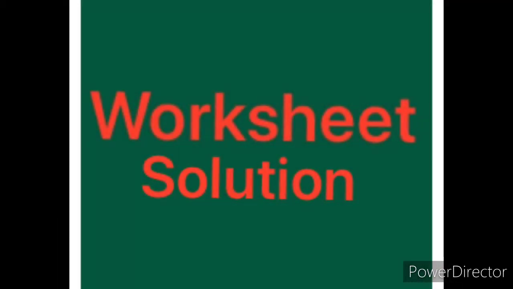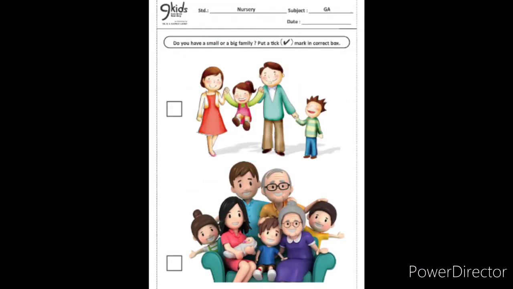Now, I will give you solution of the worksheets. In the first worksheet, you had to put a tick mark in the box by identifying the family you live in. If you live in a small family, put a tick mark on a small family. And if you live in a big or a joint family, you will put a tick mark here on the big family. I live in a small family, so I have put a tick mark here on the small family.